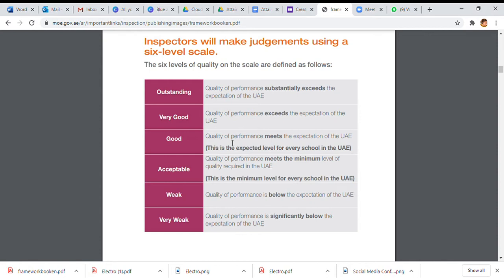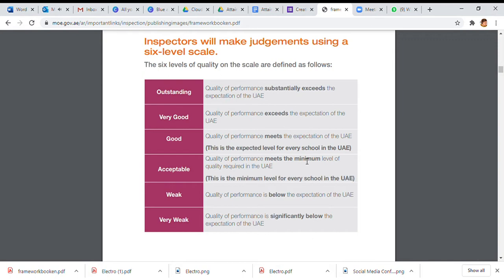Now, looking at good, the quality of performance meets the expectation of the UAE. And good is expected for every school in the UAE. So we really focus on trying to make sure that our school is good or better. A lot of schools have been acceptable in the past and working very hard to meet the vision in order for them to be good.